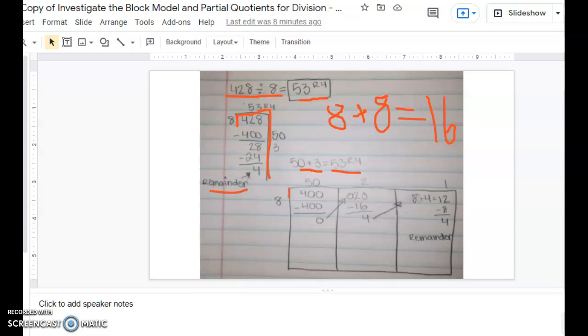Here is my block model. Here I went back again to using the place value. Here's 400, here's 20, and here is the 8.